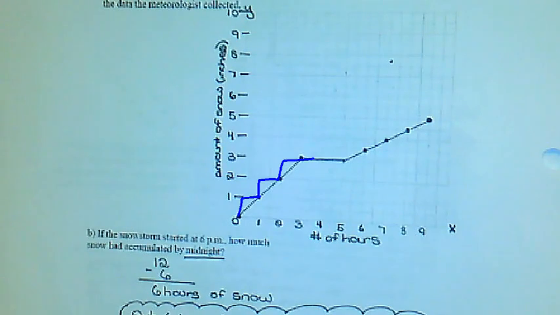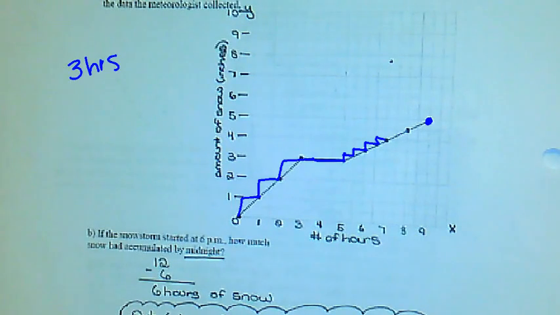Then for 2 hours it stopped. So no snow. That would be a flat line. Then for the next 4 hours it goes up by 1/2 inch. So you're going to go up 1/2 and then over 1, up 1/2 over 1, up 1/2 over 1, up 1/2, and so on. You're going to go all the way over until we get to 9 hours.